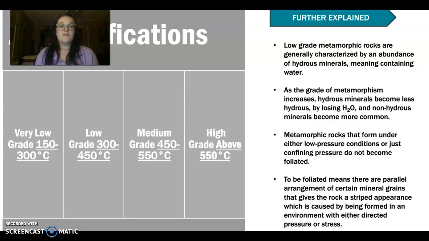Low-grade metamorphic rocks are generally characterized by an abundance of hydrous minerals, meaning they contain water. As the grade of metamorphism increases, hydrous minerals become less hydrous by losing H2O, and non-hydrous minerals become more common.